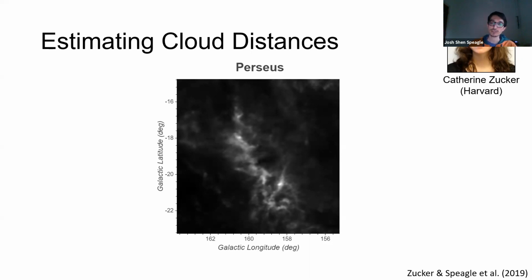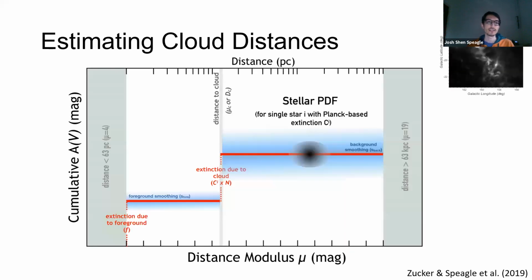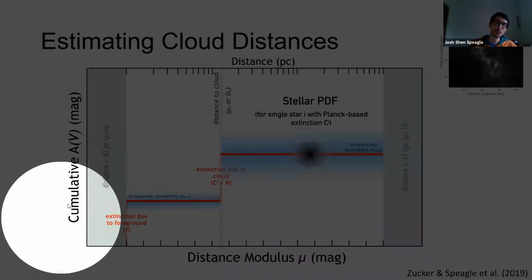And the idea was kind of straightforward. Here's an image of a cloud called Perseus. A lot of these are named after the constellations in which they're located. Each of the white areas here is a place where there's more dust. Our idea was, what happens if we take a little pencil beam and cut through this cloud and ask what the properties of stars will be like along that particular line of sight?